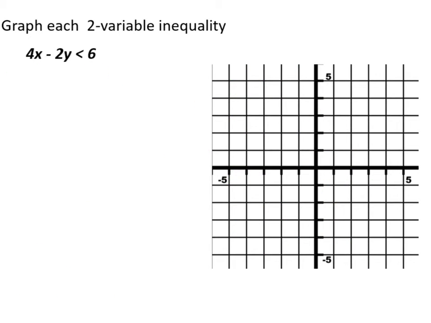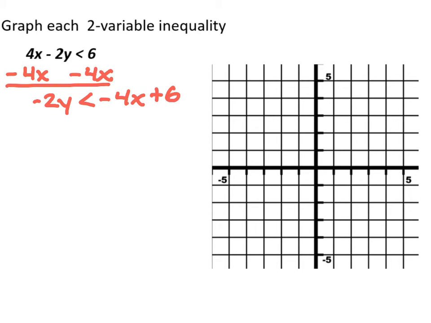In our next example, we're again going to graph the two-variable inequality. So we have to solve to get y by itself. So I'm first going to subtract 4x from both sides. So I'll get negative 2y is less than negative 4x plus 6. And to finish getting y by itself, I have to divide everything on both sides by negative 2.